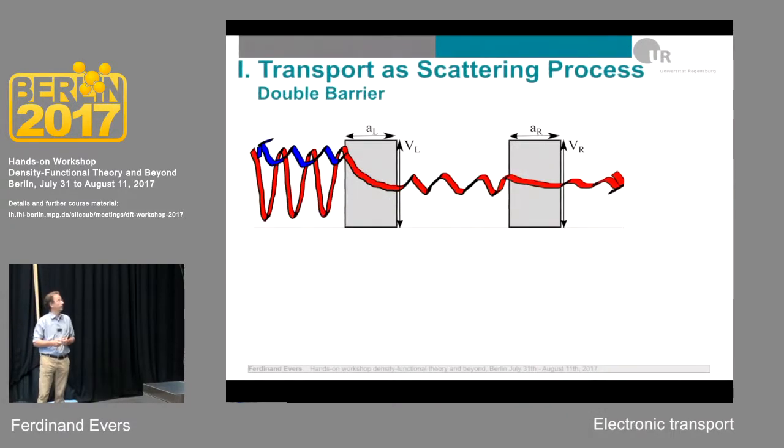So for a very simple caricature of the molecule, I imagine that I have a contact here, which is like a barrier, a contact there, which is like another barrier, and in between is a molecule. And this is the reservoir left, and this is the reservoir right. And now we again ask, how does an electron that enters from the left-hand side go through the first barrier into the molecule, go through the second barrier into the right-hand side reservoir.